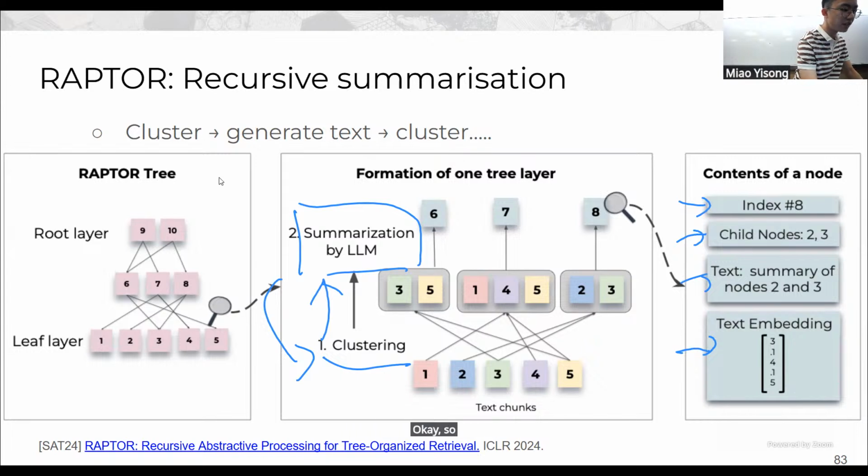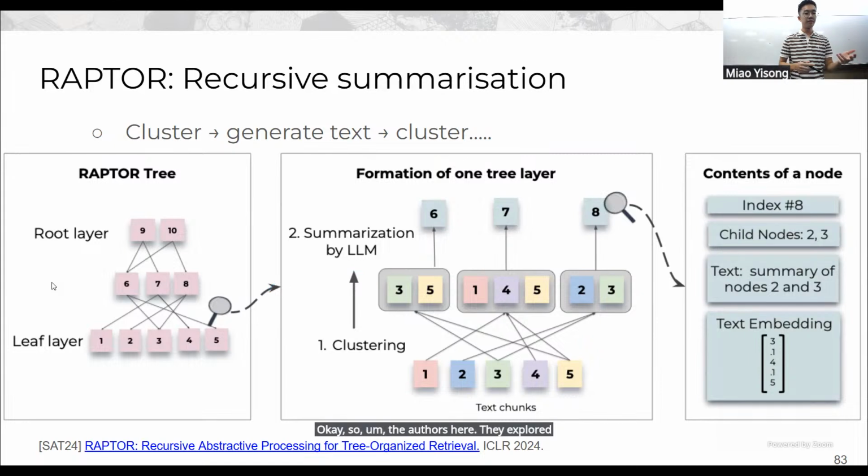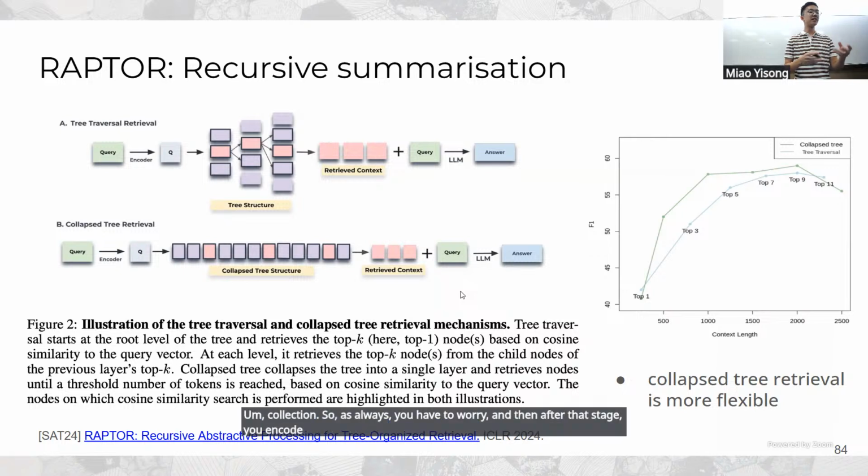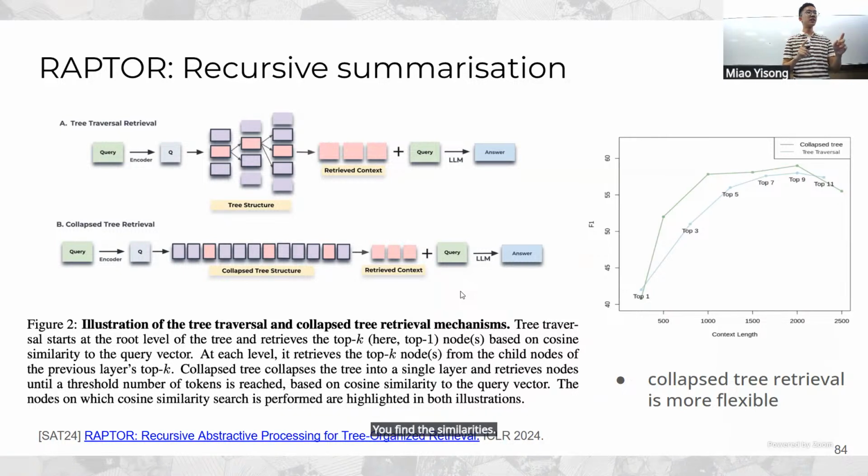Okay, so the authors here explored different methods of retrieval, because after obtaining this recursive data structure with nodes containing very high level information and very low level information, how are you going to traverse it, right? They explored two methods. One way is tree traversal, and another way is collapsed tree. So as always, you have a query, and then you encode it, and then you have an embedding, and then you try to do similarity search between your query embedding and your document. So in the tree traversal, they will retrieve the top k nodes at every level.